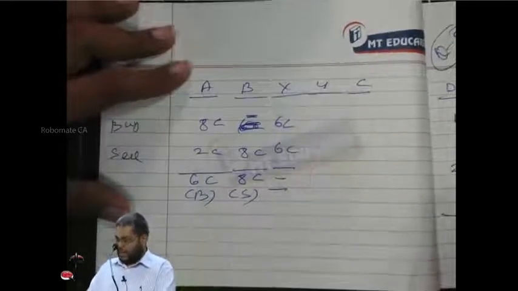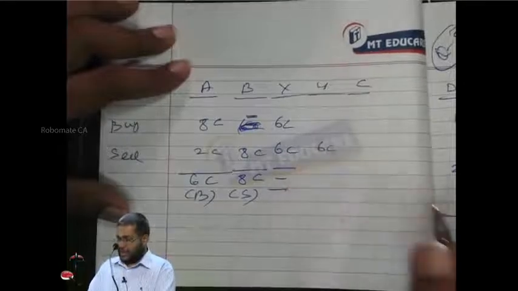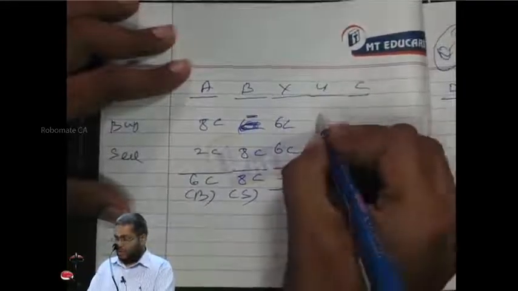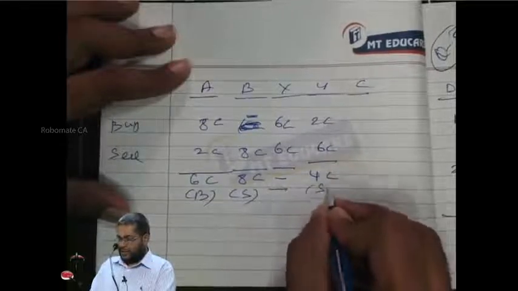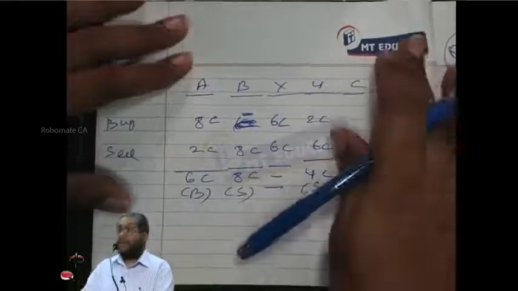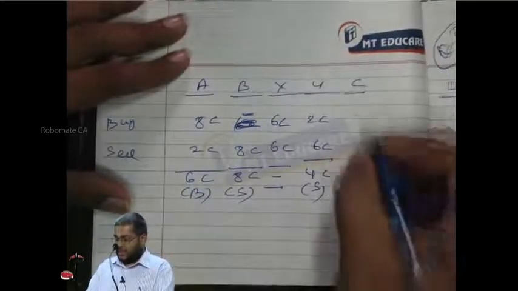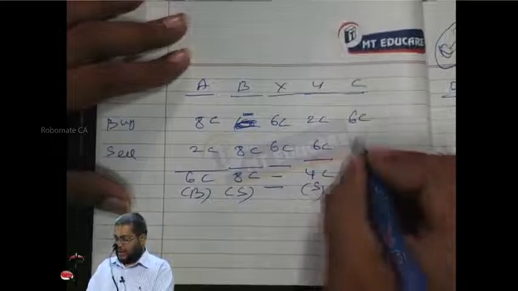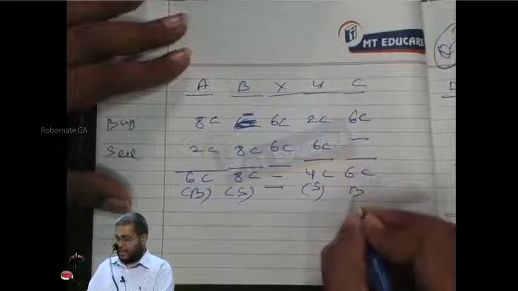Next is Y. Tell me, Y is having only how many contracts? 6 contracts sell. Now Y is also having 2 contracts buy. He is having 4 contracts sell. Yes or no? Now, my last party is C. C is having 6 contracts buy. How many contracts sell? Nil. So 6 contracts buy. Yes or no?